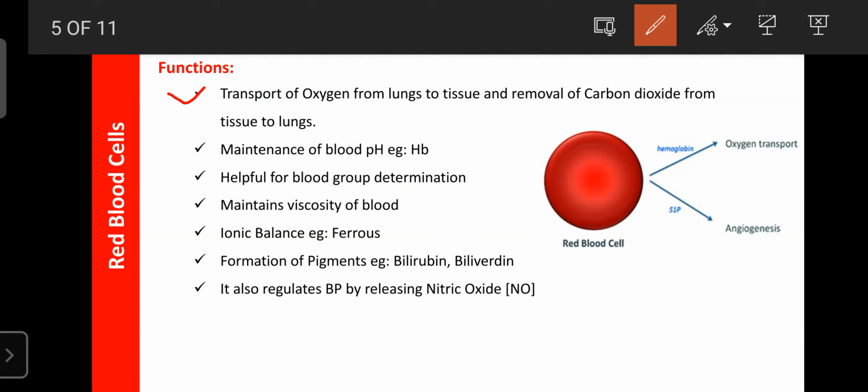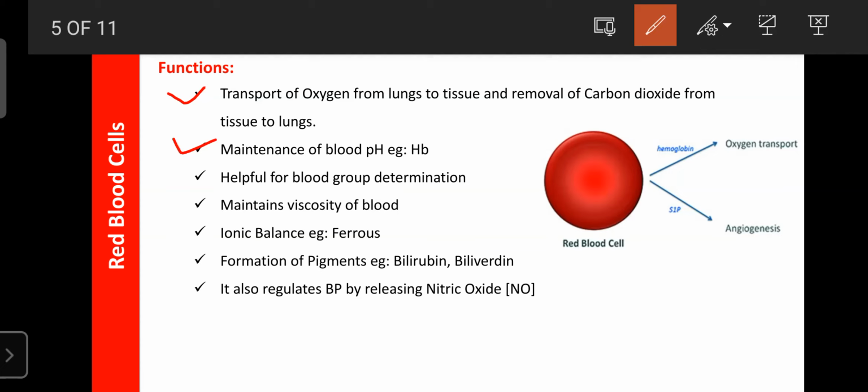Otherwise your growth can be stunted, your growth can be retarded. That also reflects on your brain development as well as the other secondary sexual organs. So that's why there is a chance of infertility. And about 13% of carbon dioxide is removed with the help of RBC from the tissues to the lungs. And RBC also plays an important role in maintaining the blood pH.